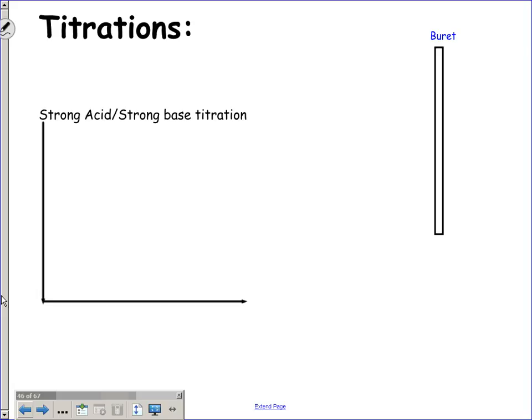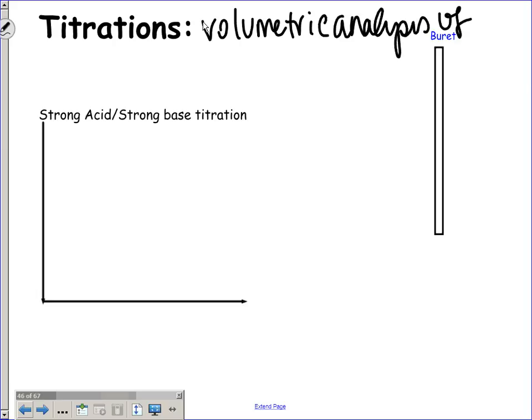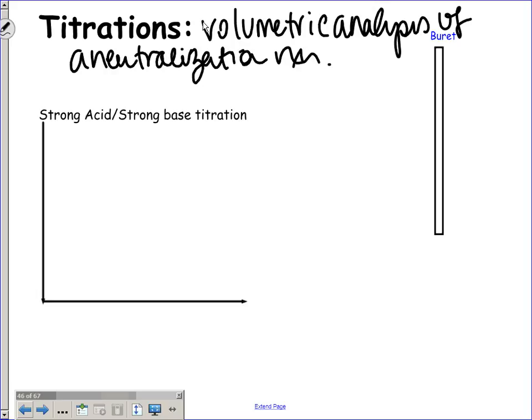So here's the definition of a titration, because I didn't make you do the reading guide, so this is the definition you need. It's the volumetric analysis of a neutralization reaction. Okay, so you know that a neutralization reaction is an acid-base reaction. This is on the back side of the notes that you had for your lecture notes.